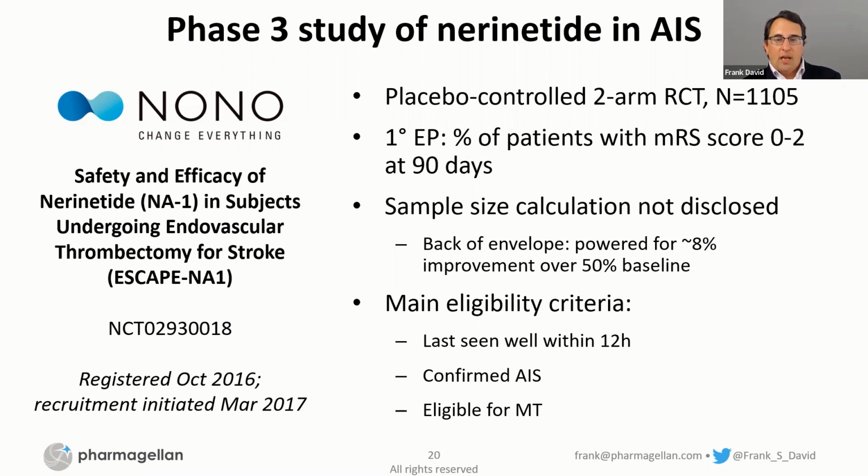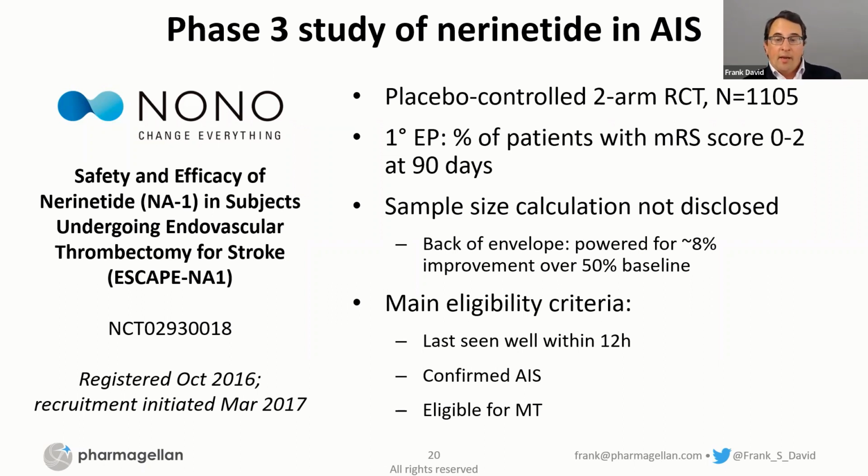They didn't disclose their sample size, but if you do a back of the envelope calculation using some of the methods that I alluded to before, it's powered to essentially detect about an 8% improvement if you assume that the placebo arm is going to have about 50% of patients ending up at MRS 0 to 2. The reason I put that 50% number in there is that's what the literature tells you if you go through the other studies that have been done in this area.